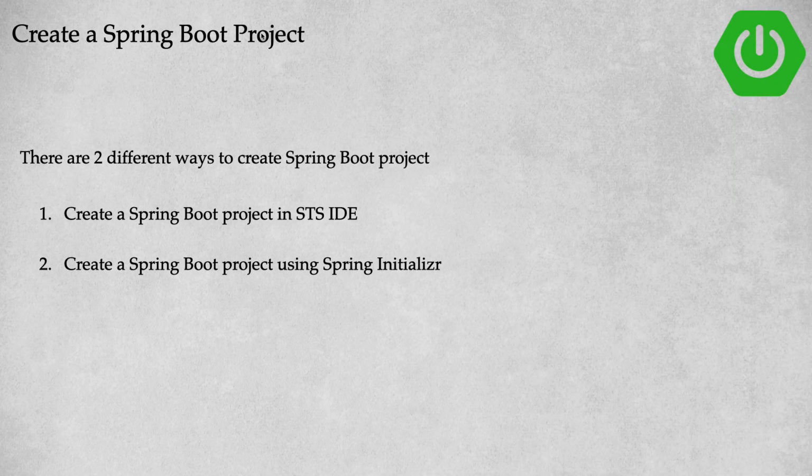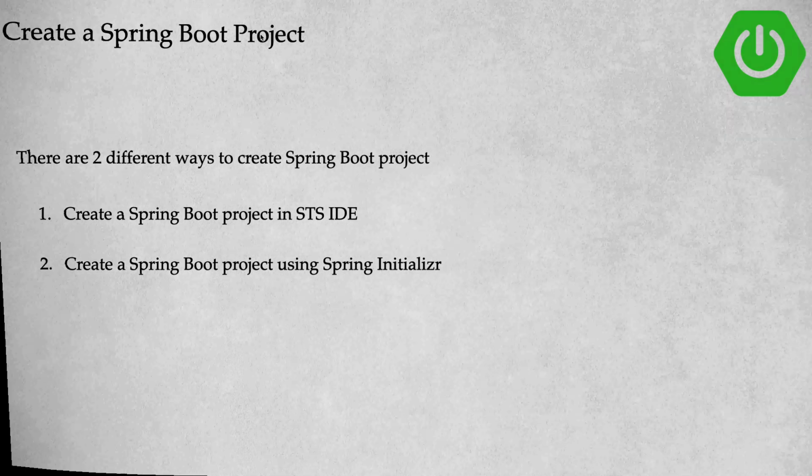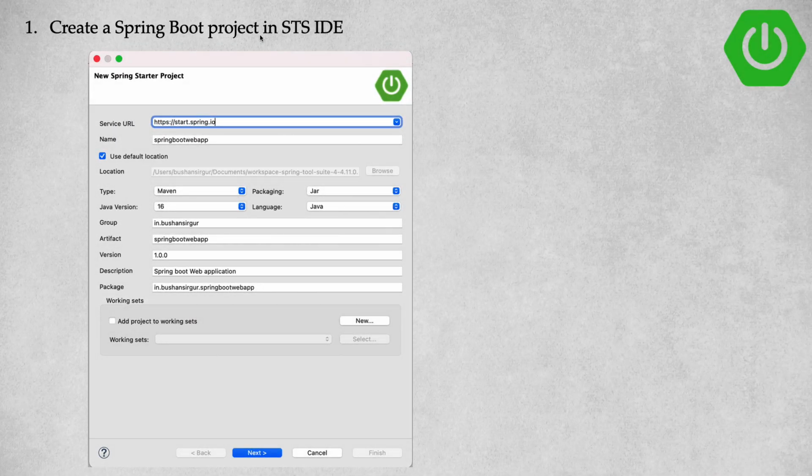So the second step is to create the Spring Boot project. There are two different ways to create the Spring Boot project. The first way is using the STS IDE, and the second way is using the Spring Initializr. Inside the STS IDE, we can create the Spring Boot application quickly and easily. STS IDE is just a flavor of Eclipse IDE, and it provides an option to create the Spring Boot project. We will provide the project name, project type, packaging, Java version, group ID, artifact ID, and other basic information. And we will add the dependencies.